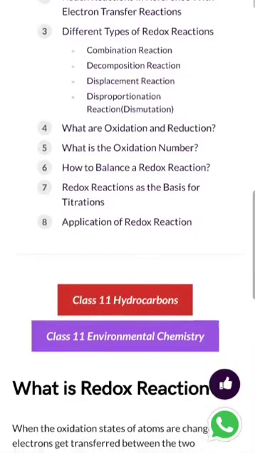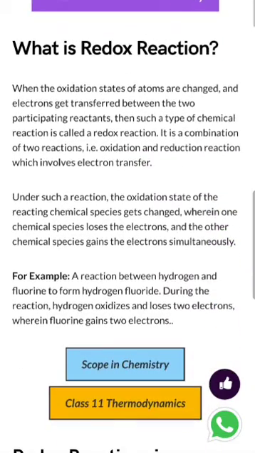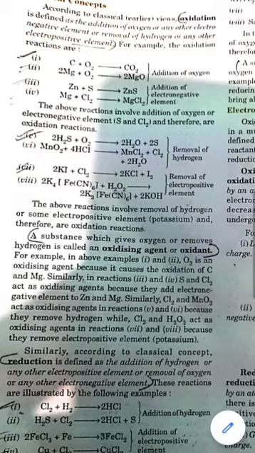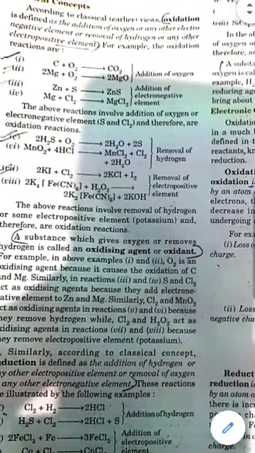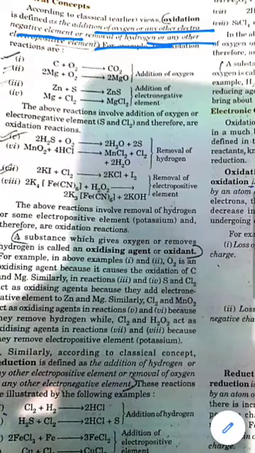Now, what is redox reaction? Now, you know oxidation. What is oxidation? Let's get to the basics first. Oxidation is defined as the addition of oxygen or any other electronegative element, or removal of hydrogen, or removal of any electropositive element. So there are four definitions of it.